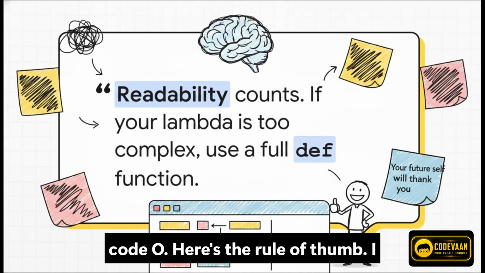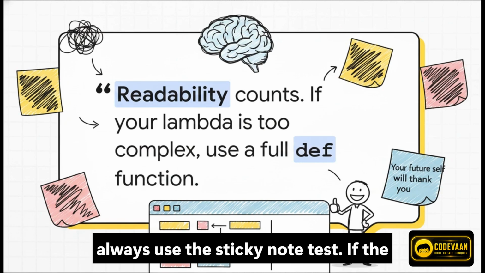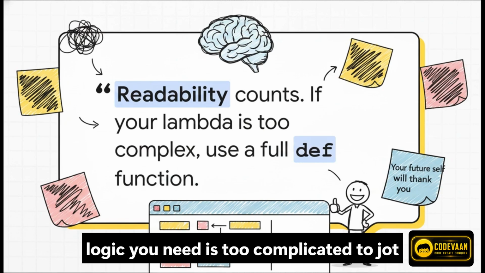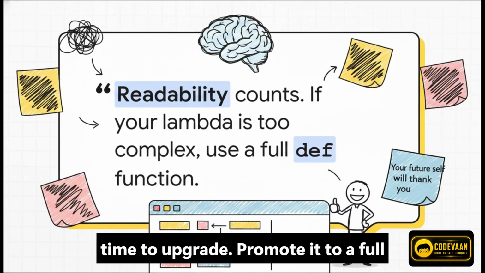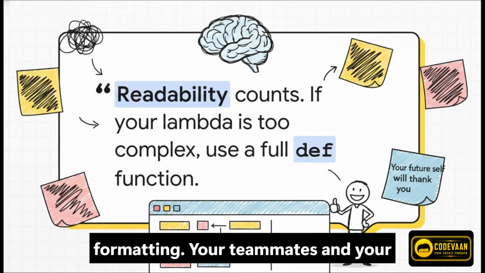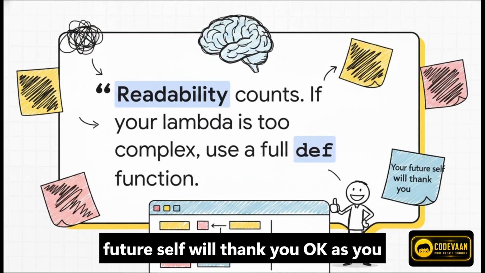So here's the rule of thumb I always use, the sticky note test. If the logic you need is too complicated to jot down on a simple mental sticky note, it's time to upgrade. Promote it to a full named def function with proper formatting. Your teammates and your future self will thank you.